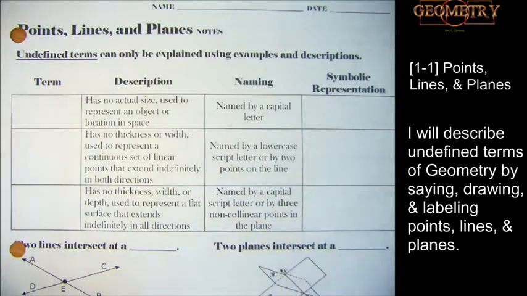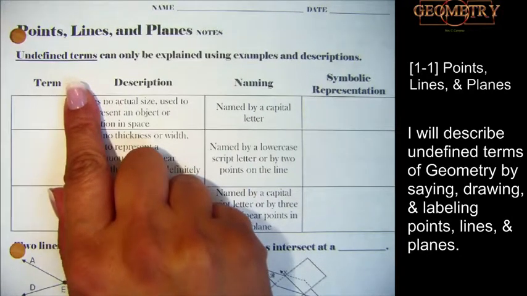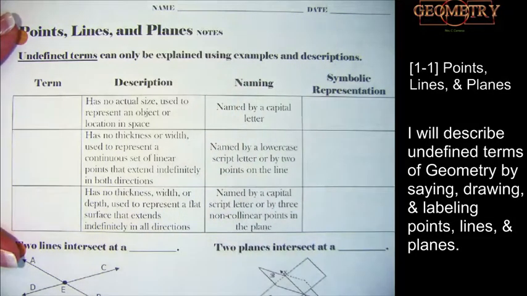But for now, let's get some undefined terms out of the way. An undefined term is a term or a word that you can't put a definition to. You can't say it is and then give a list of characteristics. The best thing that you can do is give some examples or describe what the thing looks like. That's about the best you can do with an undefined term. Okay? So we're going to build our geometry with these three first.